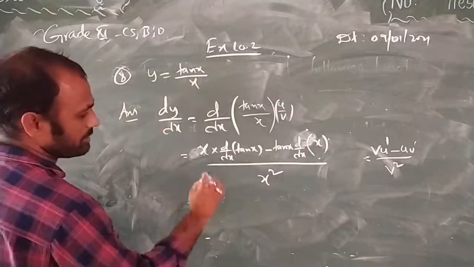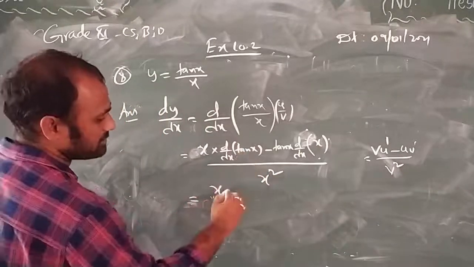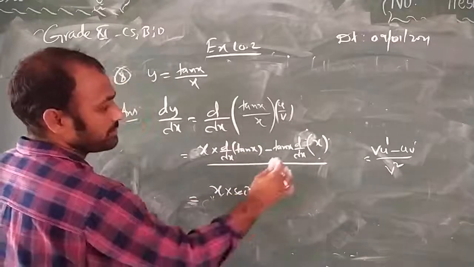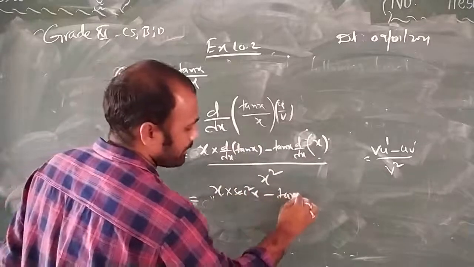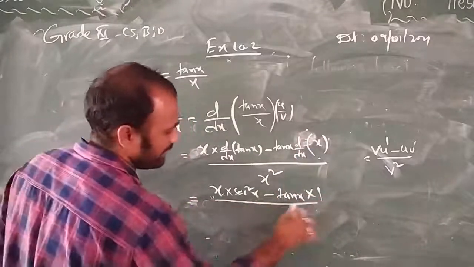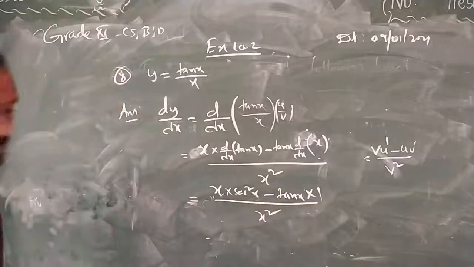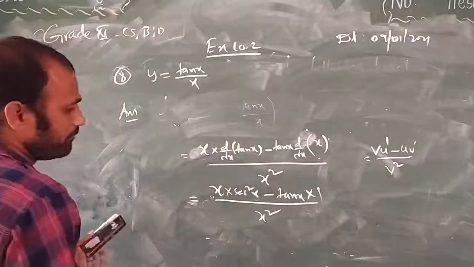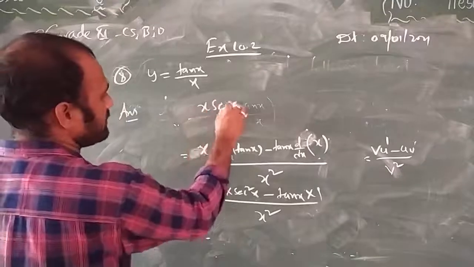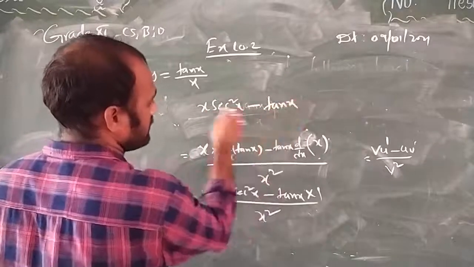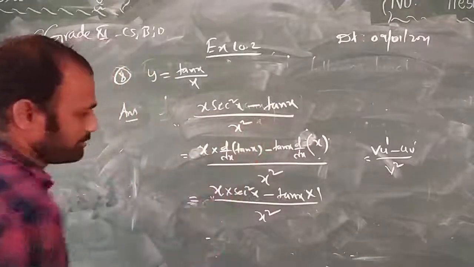So this can be written as x into derivative of tan x, which is secant square x, minus tan x into derivative of x, which is 1, divided by x square. So we can write it as x secant square x minus tan x divided by x square.